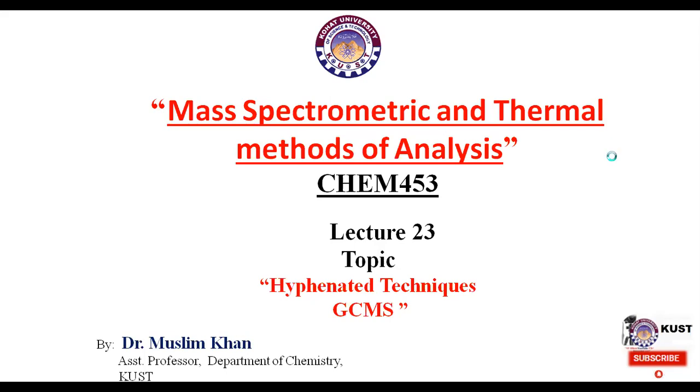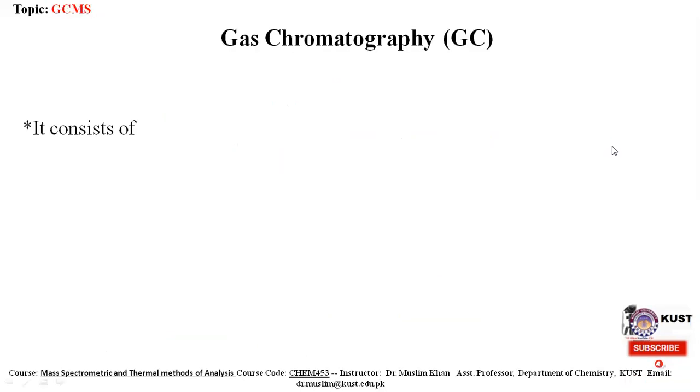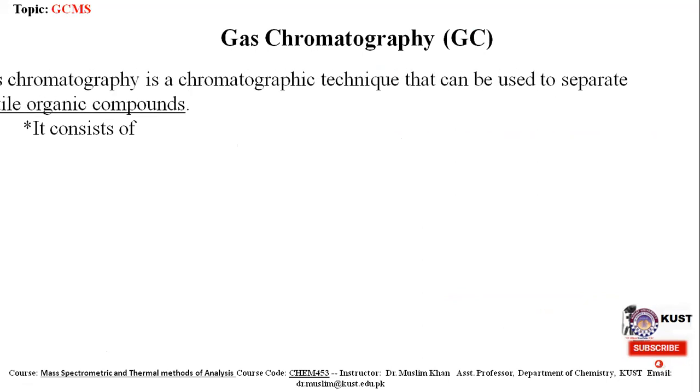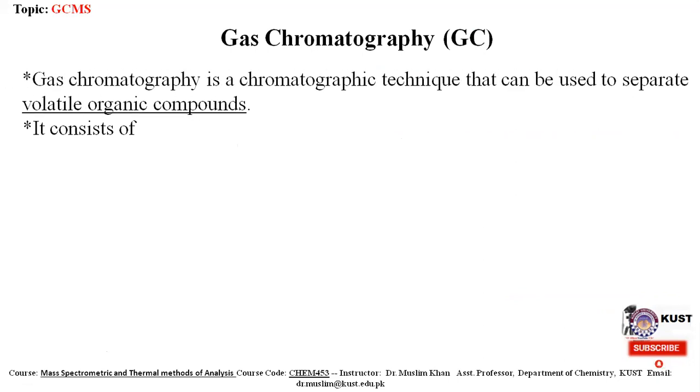First of all, what is GC, gas chromatography? In our last lecture, we have already discussed what gas chromatography is. Gas chromatography is basically a chromatographic technique that can be used to separate volatile organic compounds. In short, gas chromatography is called GC.